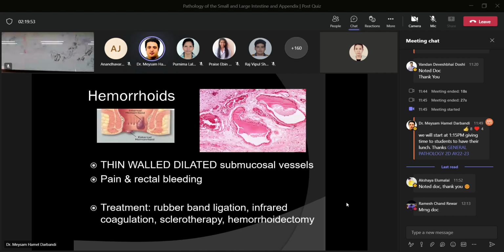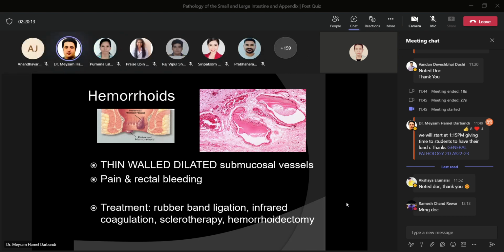Hemorrhoids: thin-walled dilated submucosal vessels, pain and rectal bleeding. Treatment is rubber band ligation, infrared coagulation, or the best treatment depends on the hemorrhoid, right? It depends on the bleeding.